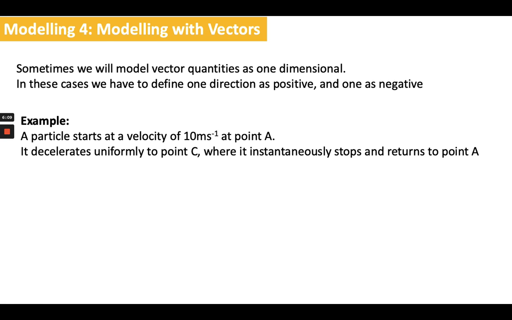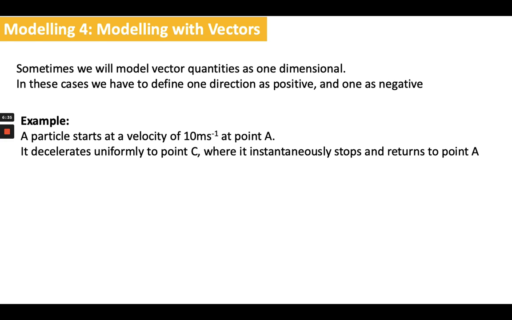Some key terminology here. We've got uniform deceleration. We'll be talking more about this in the next unit, but uniform deceleration means that the magnitude of that acceleration is fixed. It is not changing itself. So the acceleration throughout this process will be the same. And we've got a uniform deceleration, so we know that the thing is going to be getting slower, and that's implied by the fact that it's then going to instantaneously stop at point C before it returns to point A.